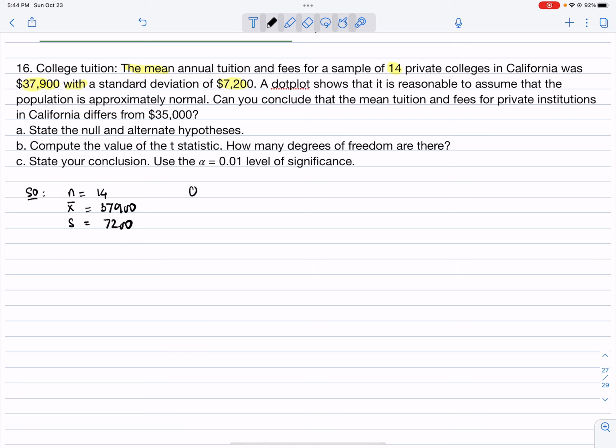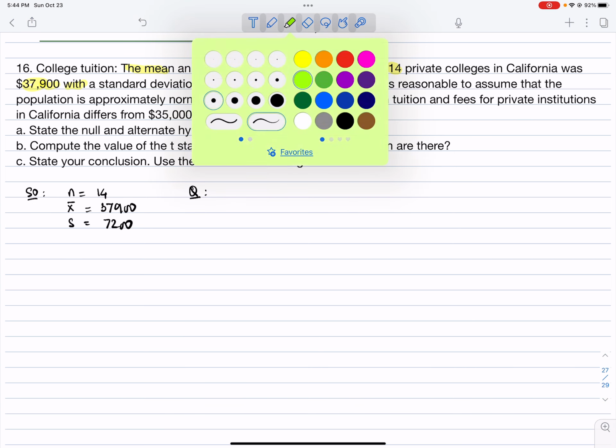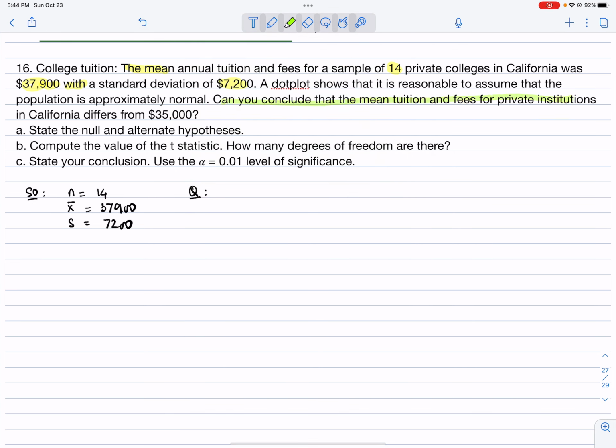And the question asking us: can you conclude that the mean tuition and fee, so we use the mean tuition and fee as mu. They're talking about the mean tuition and fee for private institutions, that means for all of them in California, differ from 35,000.